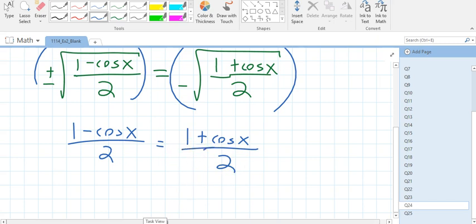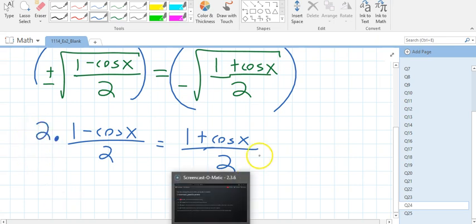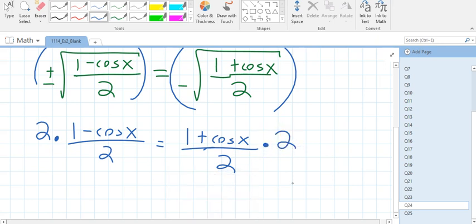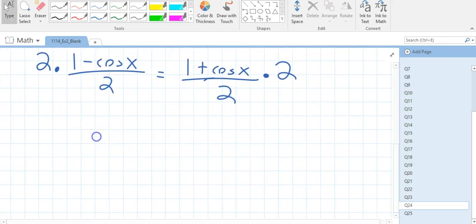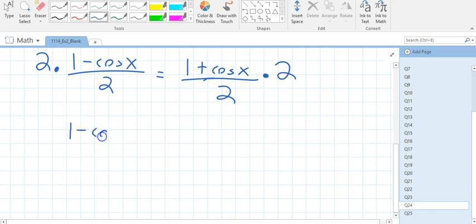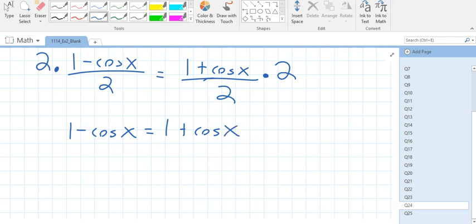Times both sides by 2. Absolutely. Clear that fraction out. And that's going to give us 1 minus cosine x equal to 1 plus cosine x. Now what? Subtract 1. And that will leave us with what?